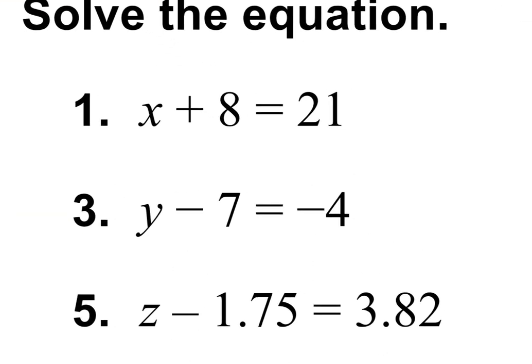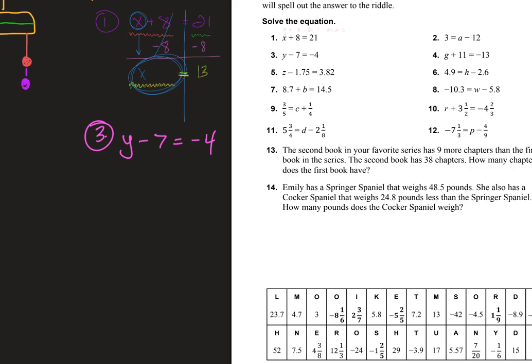So number one might be 13, but let's do this. Let's double check ourselves. Let's plug in our answer to make sure. Is 13 plus 8, does that equal 21? Of course it does. So 21 equals 21. We are happy campers. Number 3, y minus 7 equals -4.